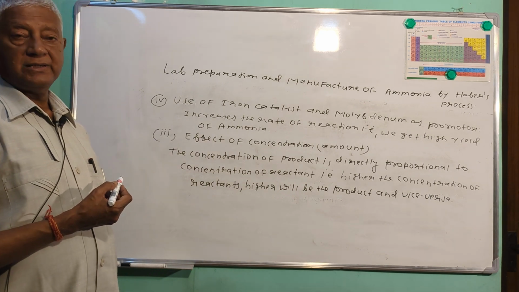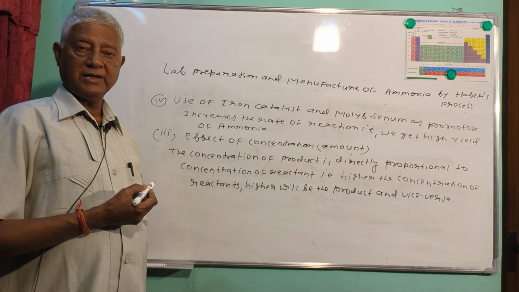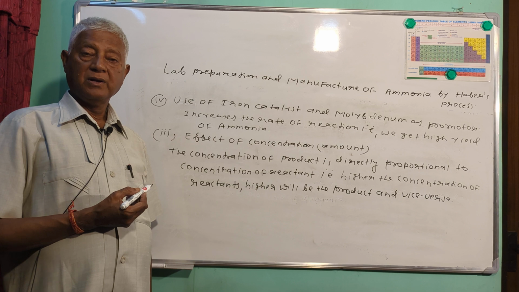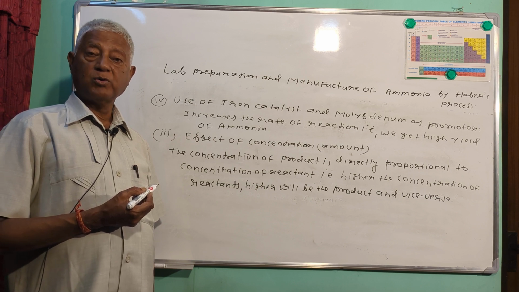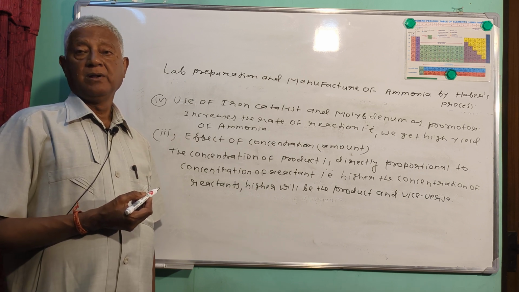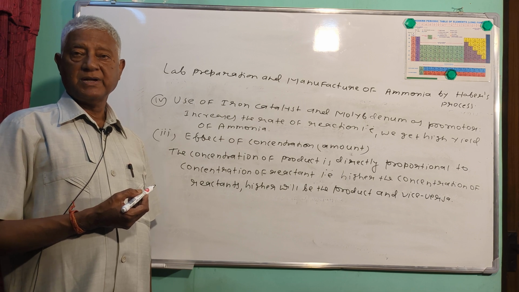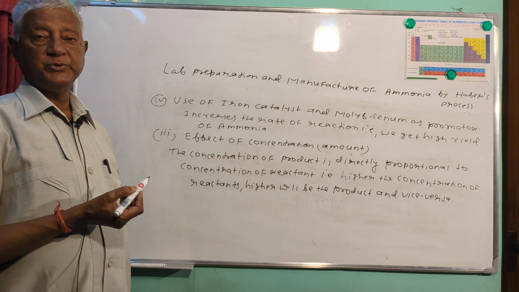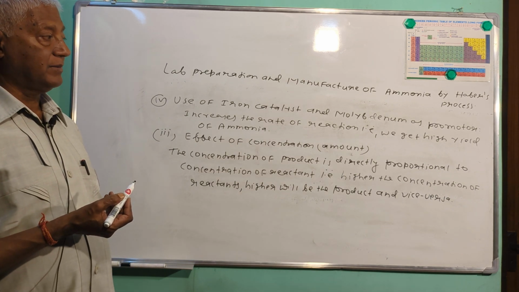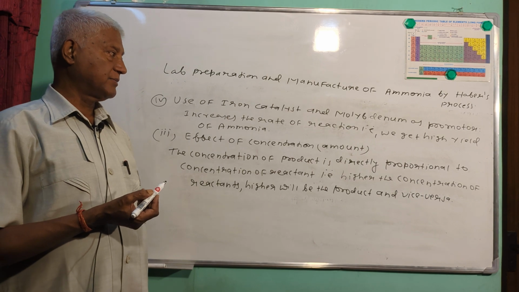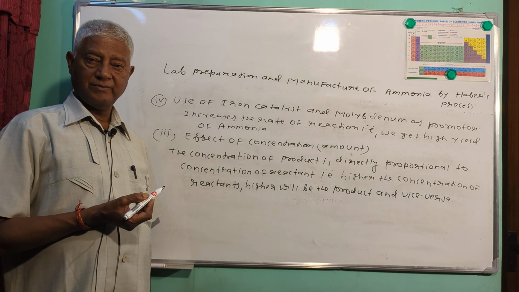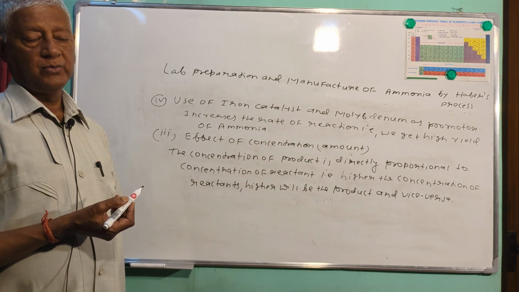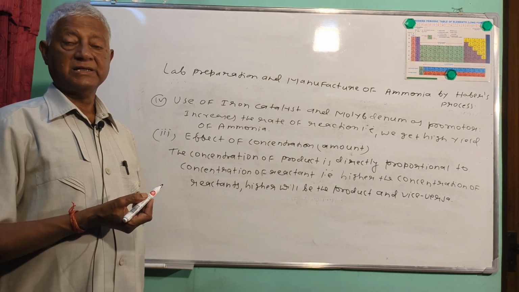In this case, this reaction is reversible as well as exothermic. So the suitable condition is low temperature and high pressure. Why high pressure? The volume of product is decreasing. Third is the effect of concentration: increasing the concentration of reactant also increases the concentration of product. Fourth is the use of a catalyst, iron catalyst with molybdenum as a promoter, which increases the rate of the reaction, so we get a high yield of ammonia. So for getting a high yield of ammonia, you have to follow these 4 conditions.